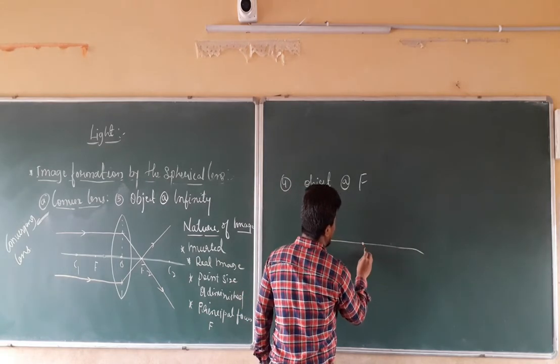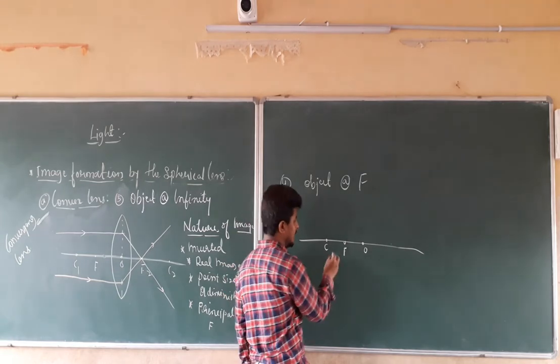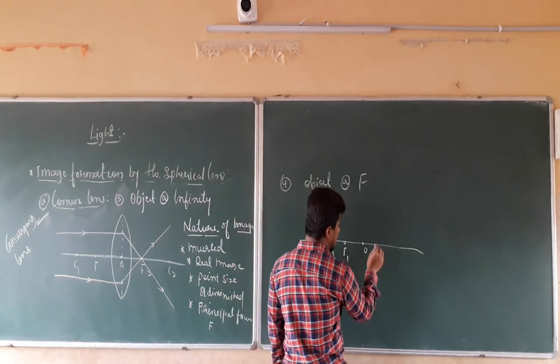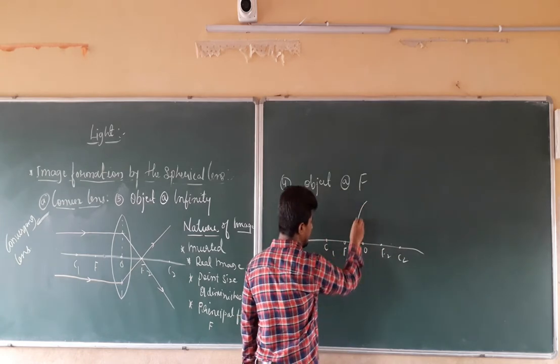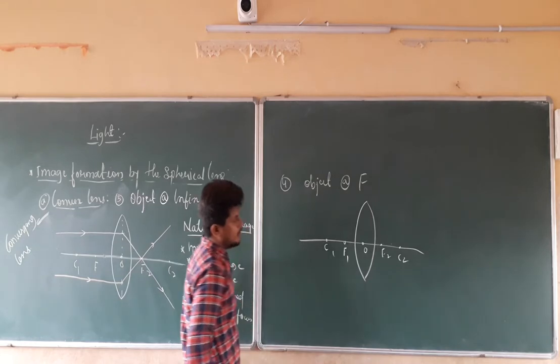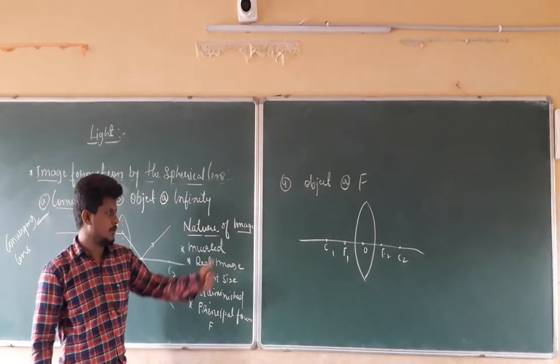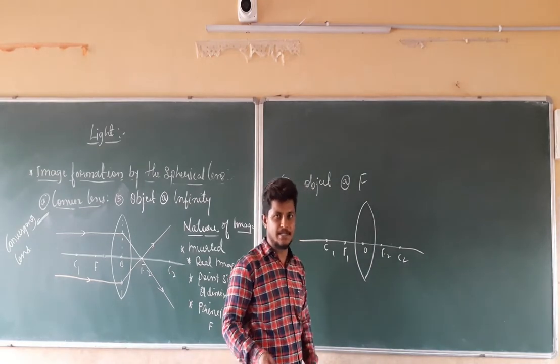Principal axis, optic center, principal focus, center of the curvature C1, F1. In the same manner, it will be F2 and this will be C2, and this will be the concave lens. Please remember all those things, all the dimensions, and try to draw those things using the dimensions only.